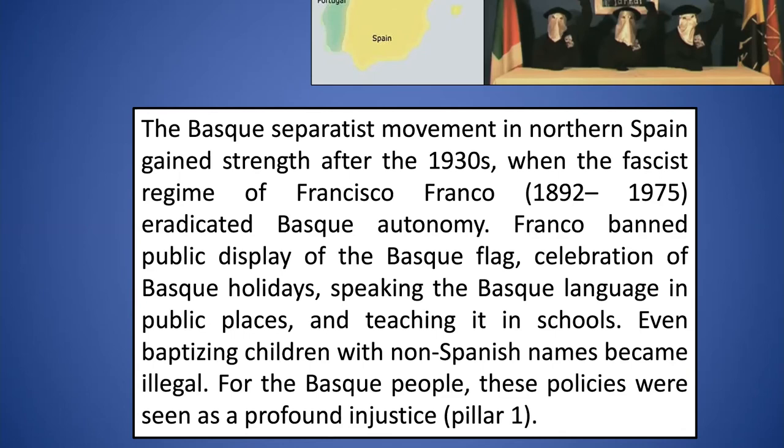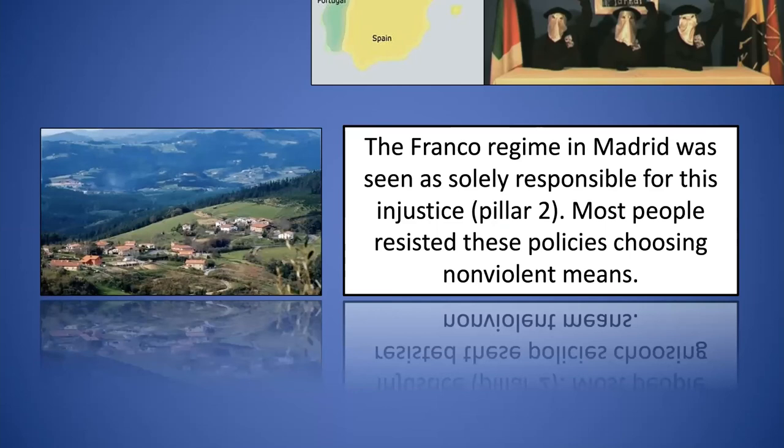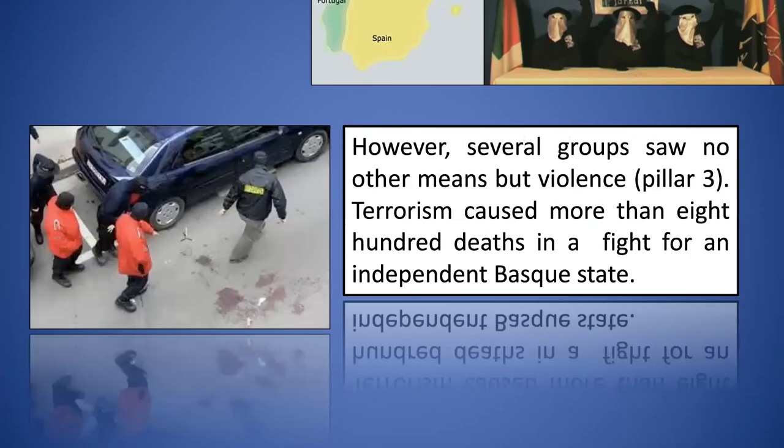People could not fly their own flag, couldn't celebrate the Basque holidays, couldn't speak the language in public places. Names were supposed to be given just any name, but not a Basque name. So that was definitely a problem. The regime of Franco was responsible for this. Most people chose to use non-violent means, but some people chose violence. Remember, the problem exists, there is somebody who is responsible for the problem, so government and government officials. And third, people chose means to address it, some chose extreme means of violence.